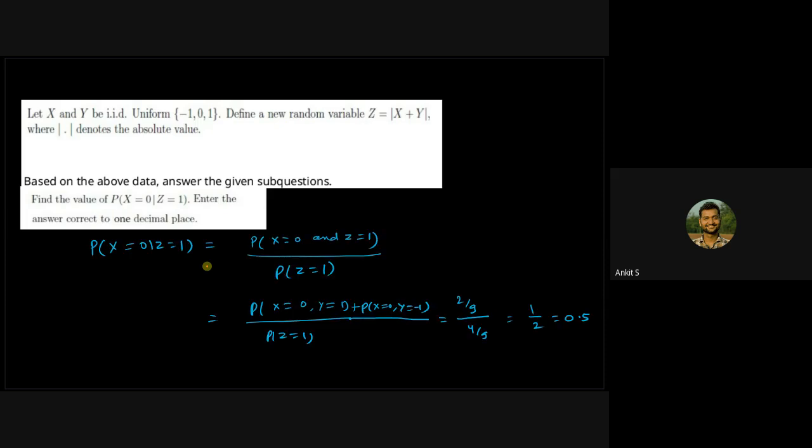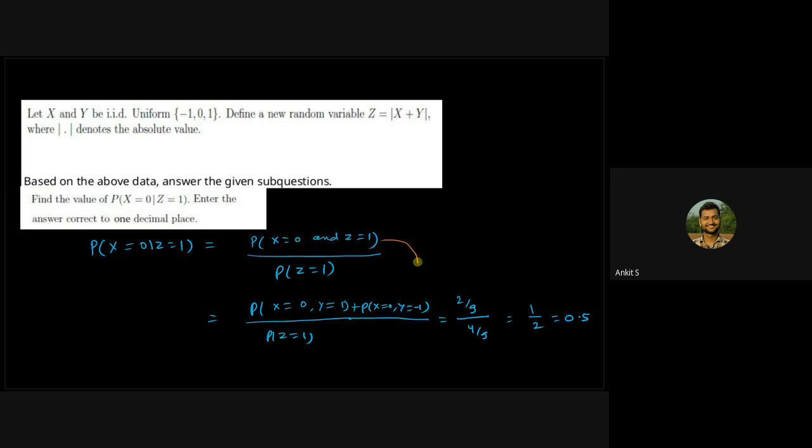We have to find the probability that x takes value 0 given z has taken value 1. We know how to calculate this. On the top you will have the joint probability, and on the bottom you will have z equals 1. Here I have written x equals 0 and z equals 1.